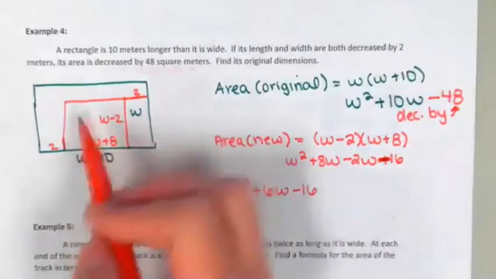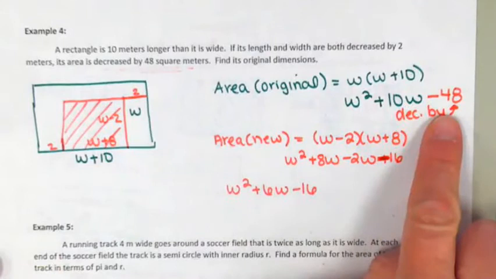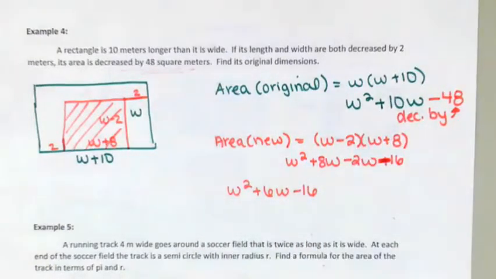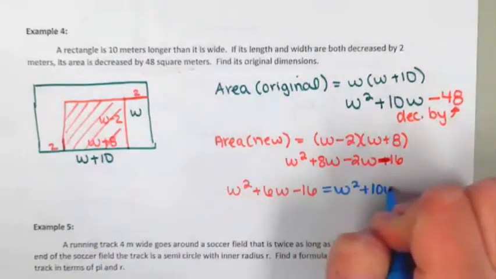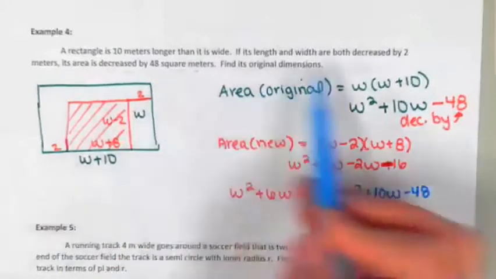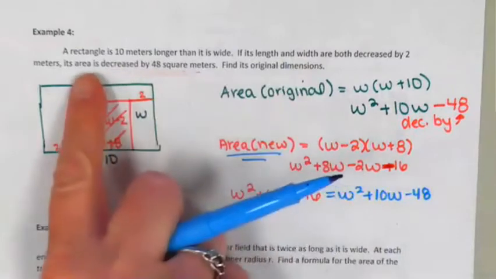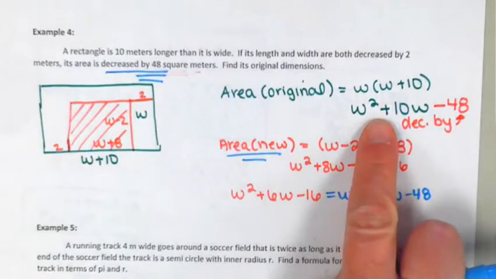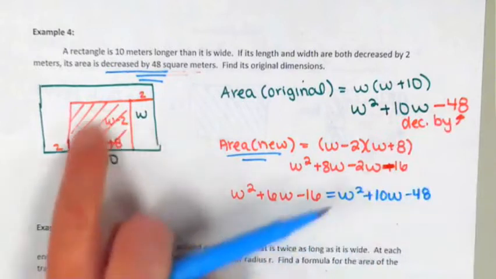So this is the area of the new when it was decreased. The old was decreased by 48, right? So what's true about these two areas? They are equal to each other. Because this is the area of the new, right? And it said the original area is decreased by 48. So if this is my original, that W squared plus 10W, it's decreased by 48. That will get me my new area.